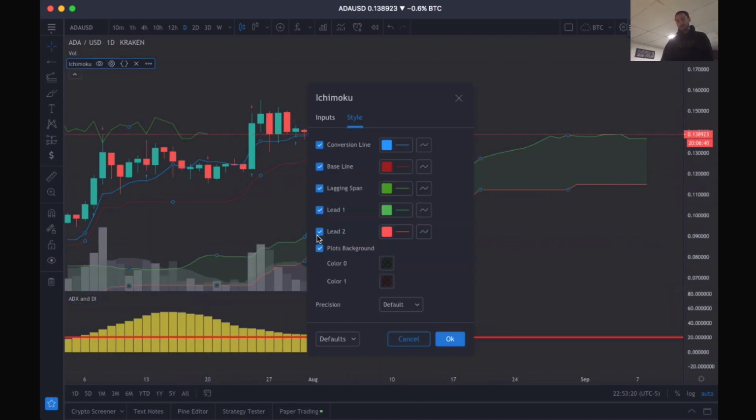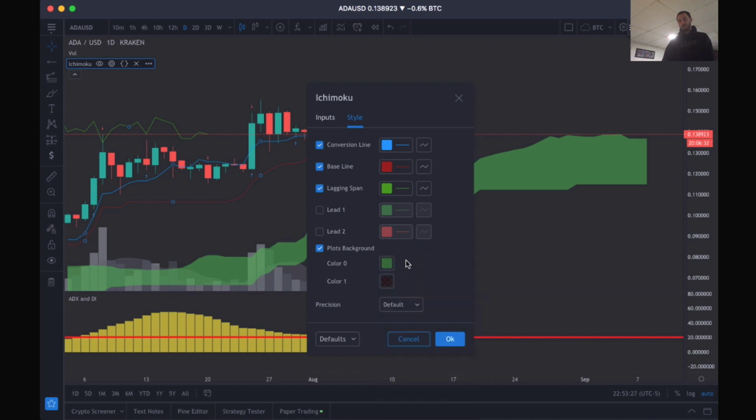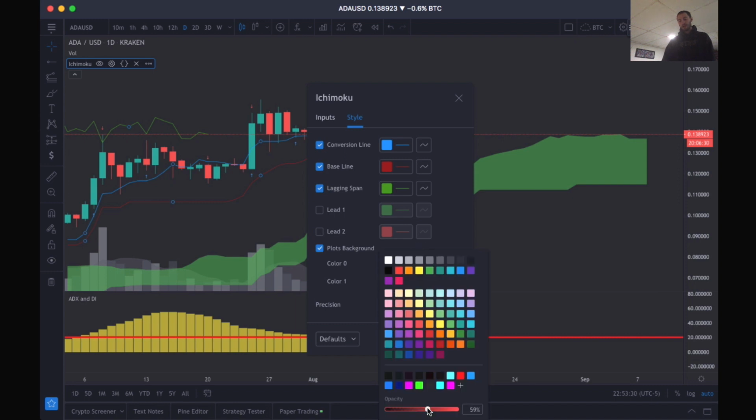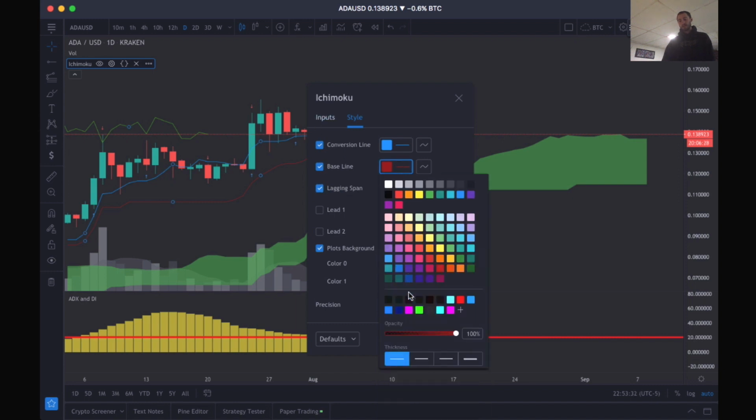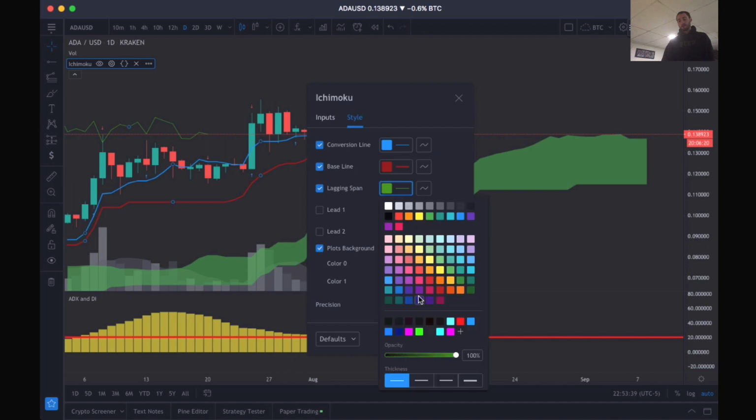Ichimoku, let's style this. I normally take off these two lead lines. I increase the color of the cloud, and then I increase the size of the baseline and the conversion line. Then I'm going to take this lagging span and make it yellow.